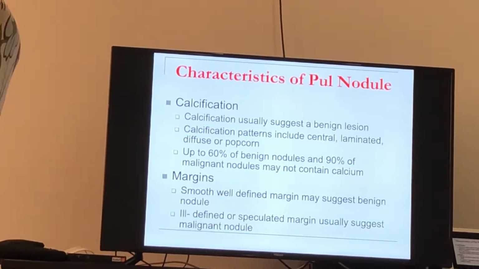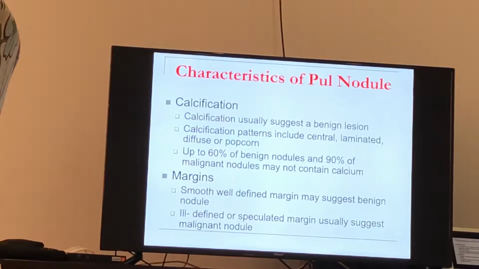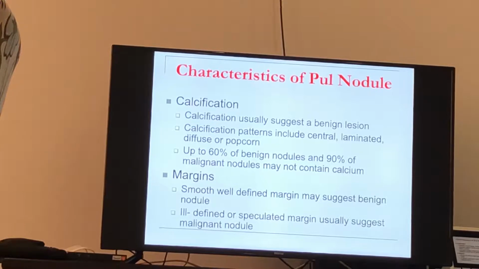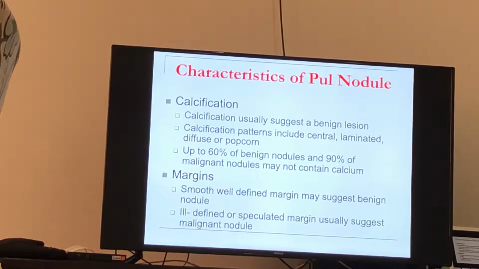Of course, calcification, if it's present, usually suggests benign rather than malignant. Calcification may also happen in malignant nodules, but then it's usually eccentric, meaning it's always towards the outer aspect of the nodule. Up to 60% of benign nodules and 90% of malignant nodules may not contain calcium, meaning that if there is calcium, it's very unlikely to be malignant.